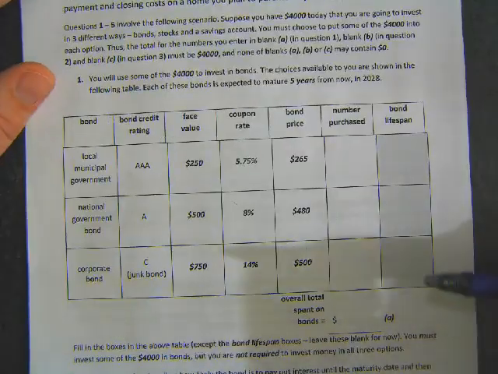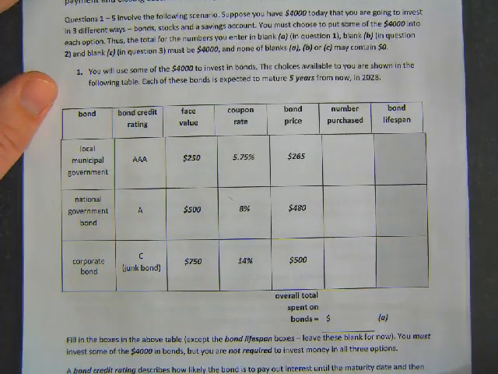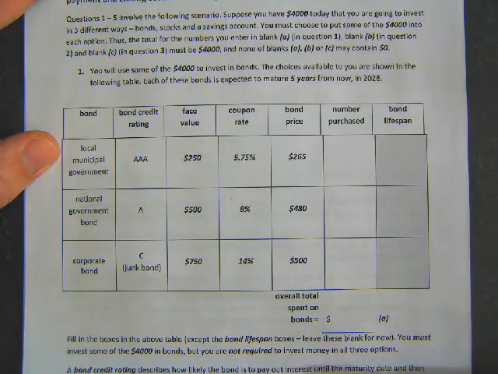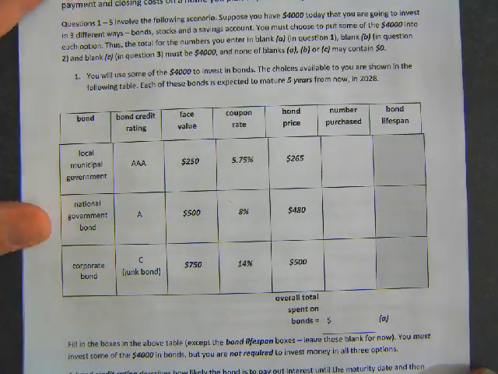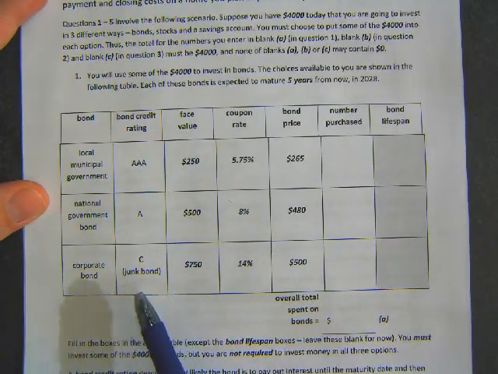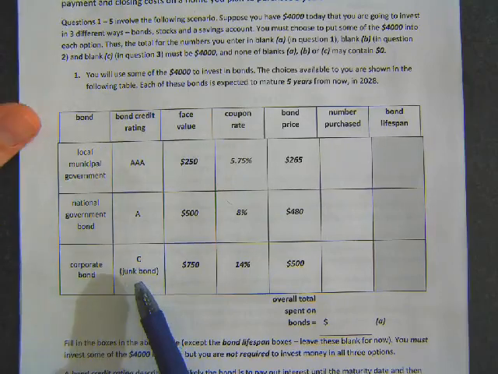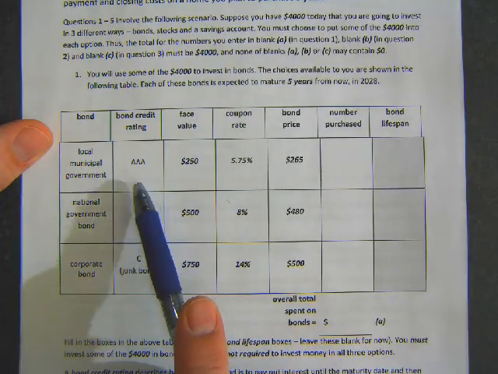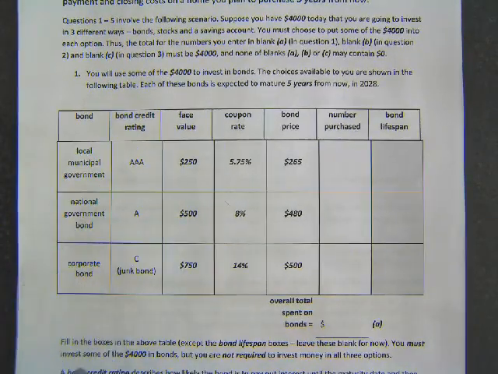Okay, so first off, you're going to buy bonds, and you have three choices. There are local municipal government bonds, national government bonds, and corporate bonds. The bond credit rating here basically is the safety level of the bond. The higher the credit level, the safer the bond is, the less likely it is to go bankrupt over the time that you hold this bond and not pay you back.